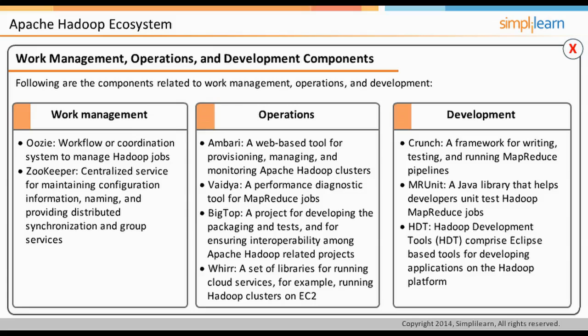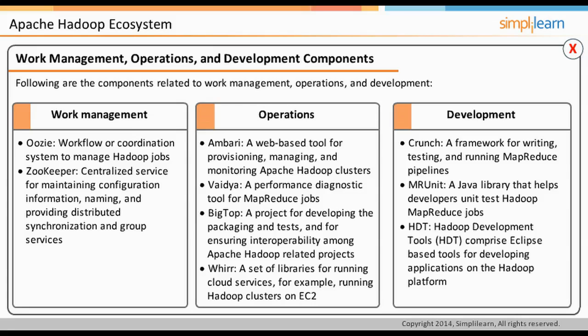The operations components of the Hadoop ecosystem are Ambari, Vaidya, BigTop, and Whirr. Ambari is a web-based tool used for provisioning, managing, and monitoring Apache Hadoop clusters. Vaidya is a performance diagnostic tool for MapReduce jobs. BigTop is a project for the development of packaging and tests and for ensuring interoperability among Apache Hadoop-related projects. Whirr constitutes a set of libraries for running cloud services, for example, running Hadoop clusters on EC2.